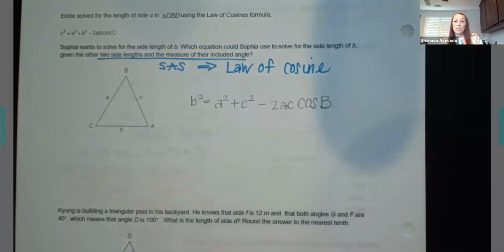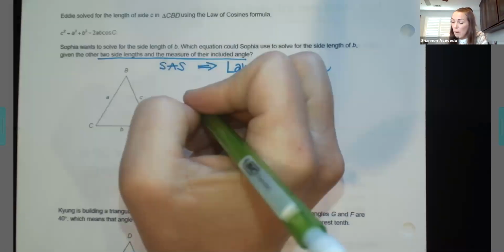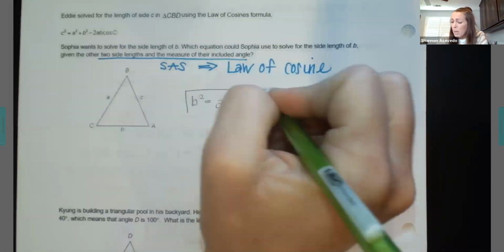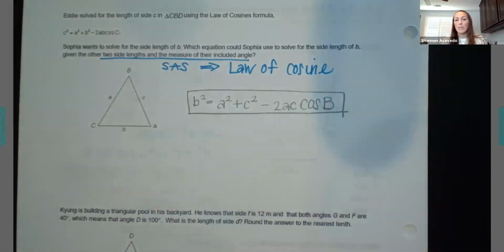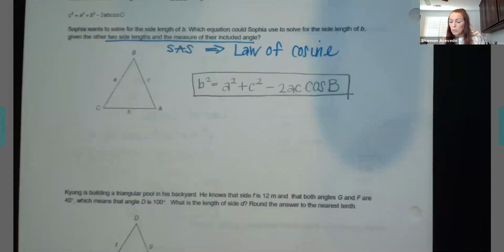They'll give you the answer choices for this one. I just don't have them on here with the problem. But that's all you're doing. That's all you're looking for right there. Done. Next problem. So you don't have to solve anything for it. They just want you to tell them what formula you would use.